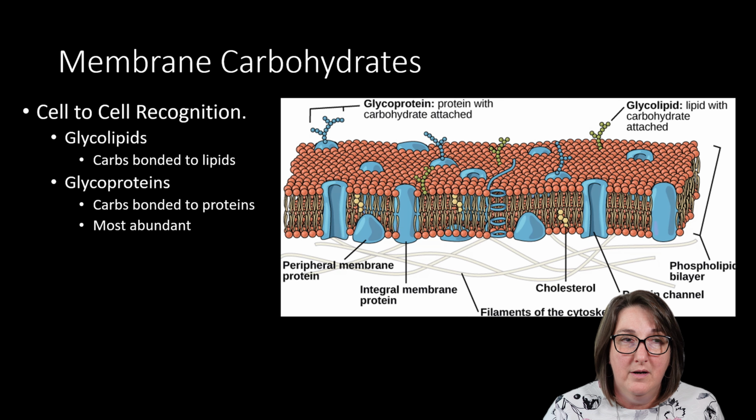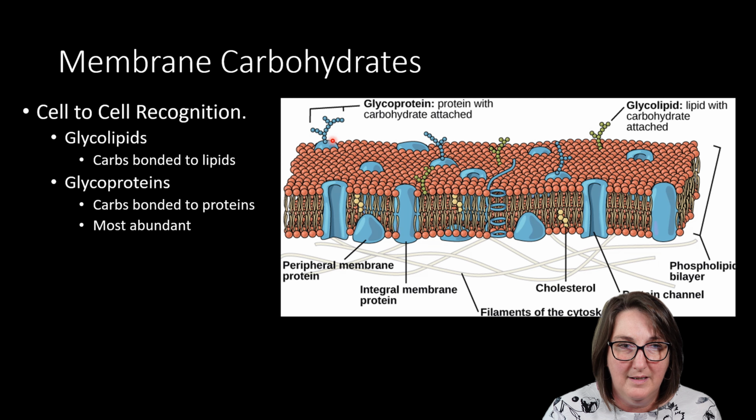Next, we have membrane carbohydrates. These are going to recognize pieces in the cell. You have glycolipids, and glycolipids are going to be attached to a lipid. So that phospholipid head here, you can kind of see right here, it's attached to a lipid. And these are going to help recognize pieces in the cell.